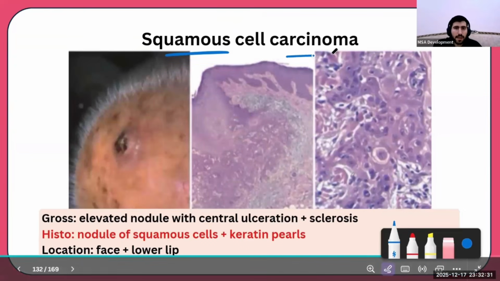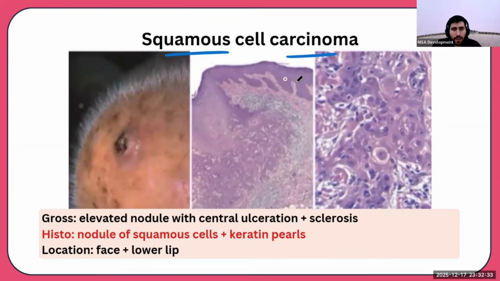Now we have squamous cell carcinoma. Squamous cell carcinoma is neoplastic proliferation of the squamous cells of the epidermis. However, it's all the layers except the stratum basale. Stratum basale, if it has malignancy, it's another disease. Okay? So squamous cell carcinoma is neoplastic proliferation of the epidermis except the stratum basale.